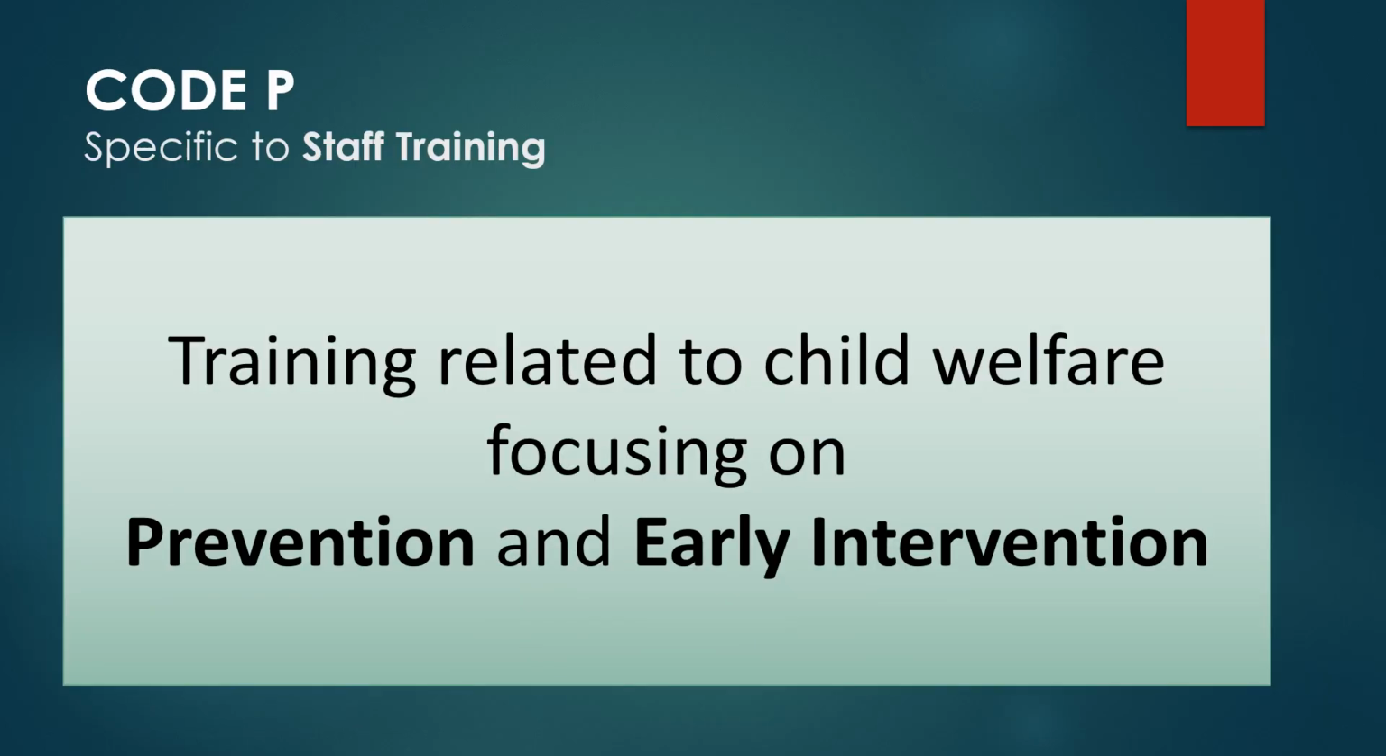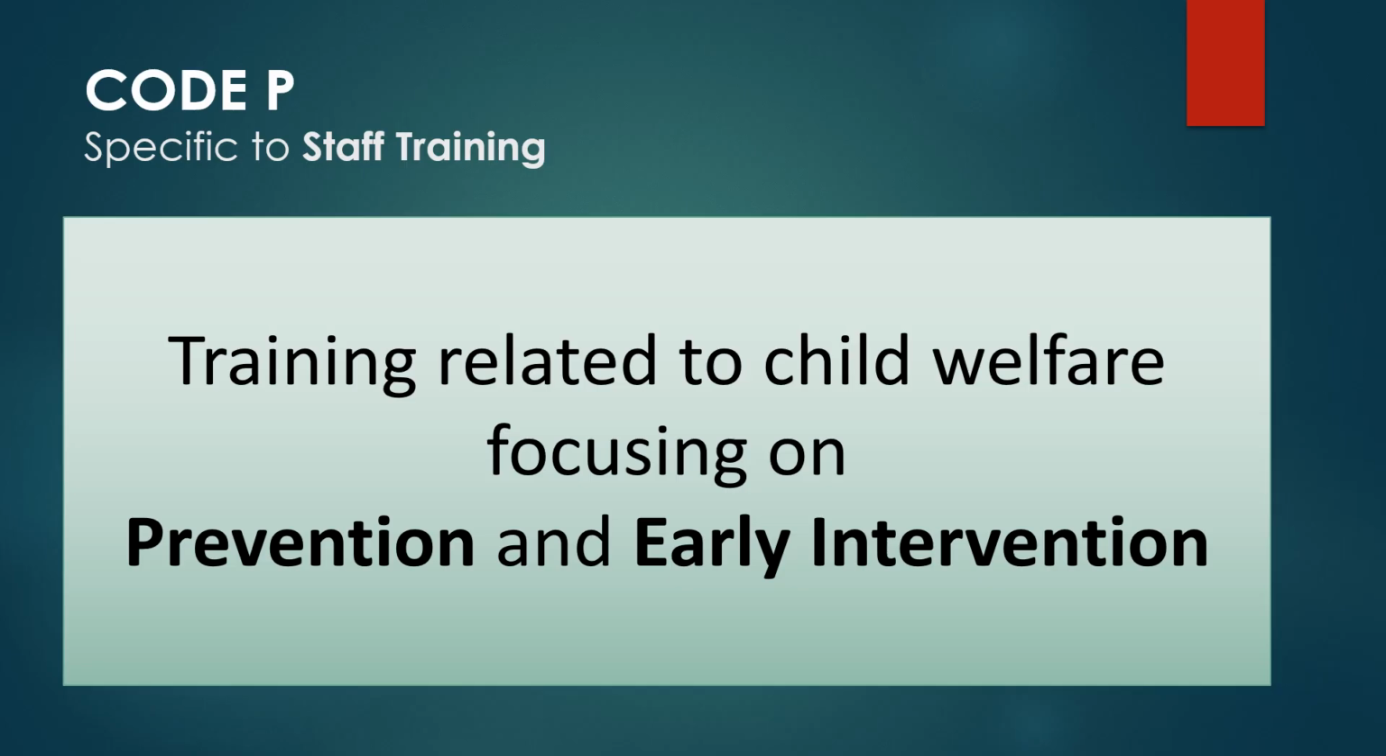For staff that have completed random moments over the years, you'll notice there are two new codes, B3, which we've already gone over, and Code P. Code P applies when staff are either attending or providing training that falls under the definition of child welfare, particularly those focused on prevention and early intervention. The main goal of this training is to help staff and parents recognize early warning signs and how to support students and families so they can connect them to the services before a crisis occurs.